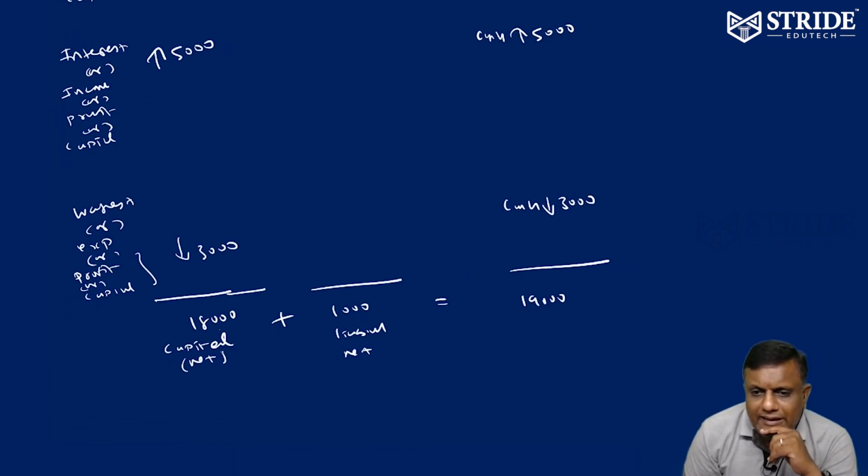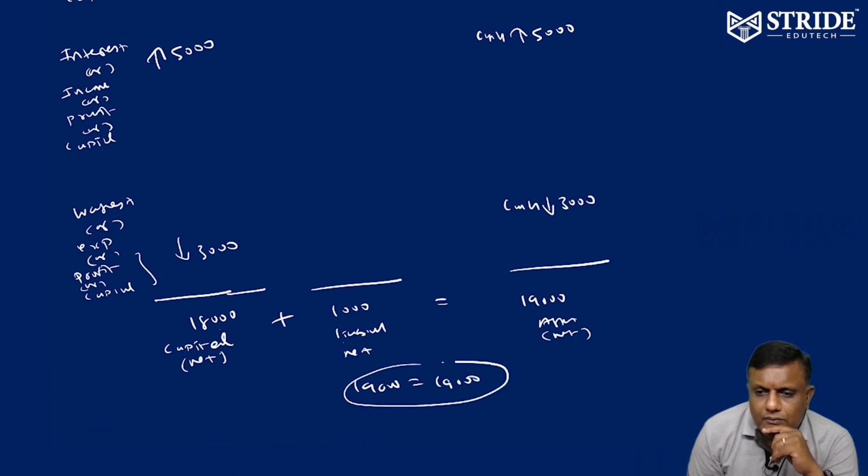18,000 plus 1,000, net capital, net liability, net asset. So 19,000 is equivalent to 19,000. So capital plus liability is equal to asset.